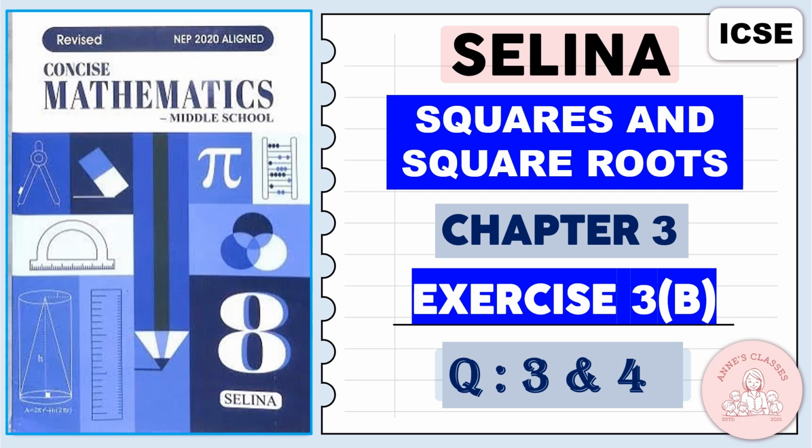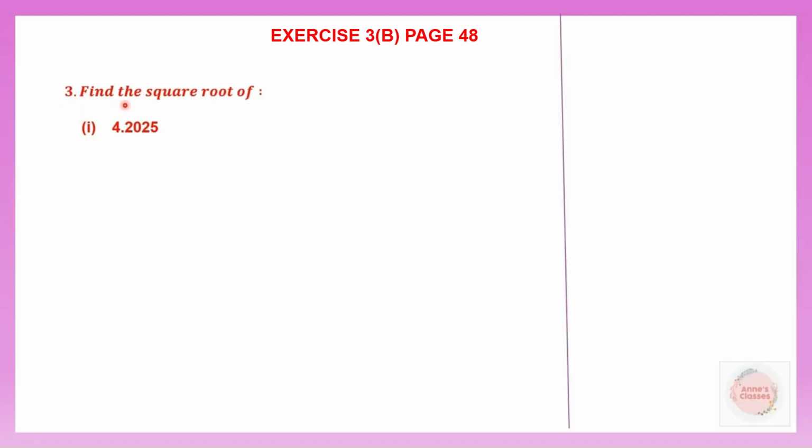Let's do squares and square roots. Chapter 3, exercise 3b, page number 48. Question 3, find the square root of 4.2025 by the prime factor method or the division method.